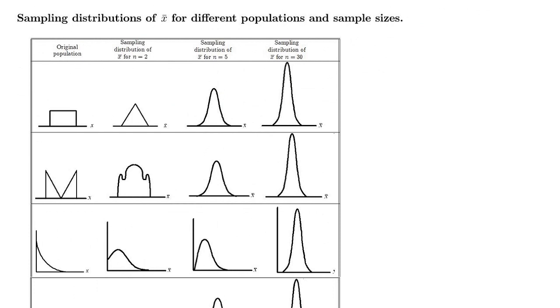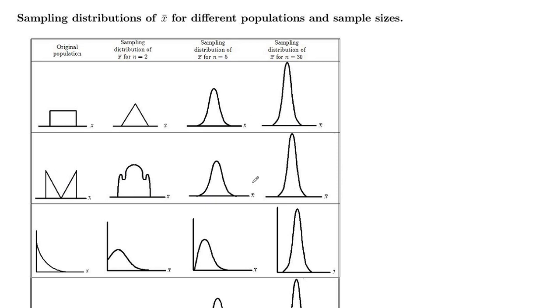So here's some pictures. This is the sampling distribution of x bar for different parent populations and sample sizes. Here the parent population is just a uniform distribution. If you look at the sampling distribution for size 2, we get a tent. For size 5, you get something that looks like a normal distribution. For size 30, you've got a normal distribution with a smaller standard deviation. Here we've got this V-shaped distribution, with samples of size 2, size 5, and size 30.